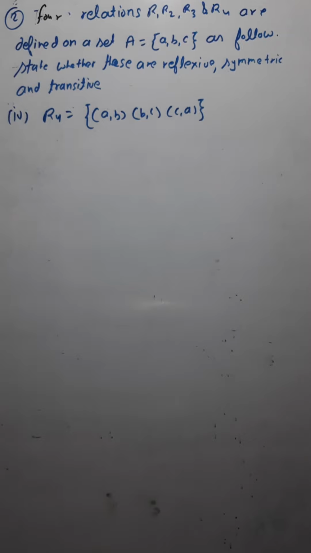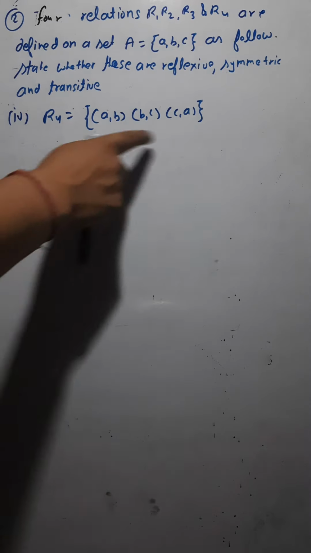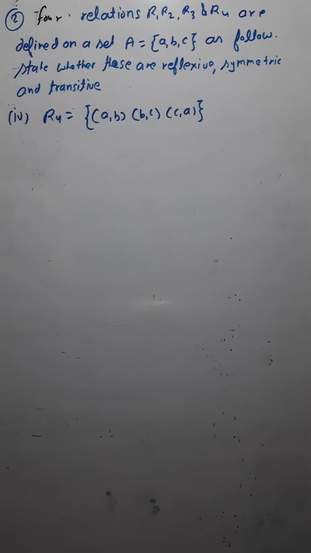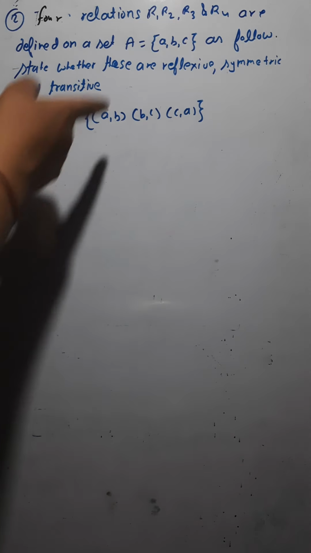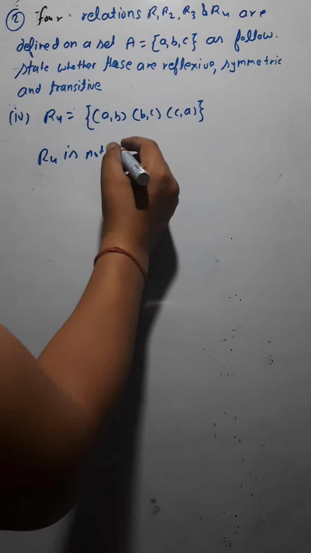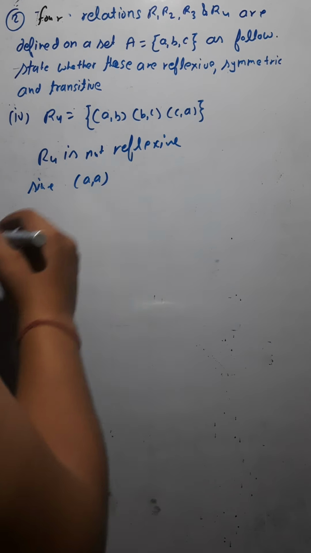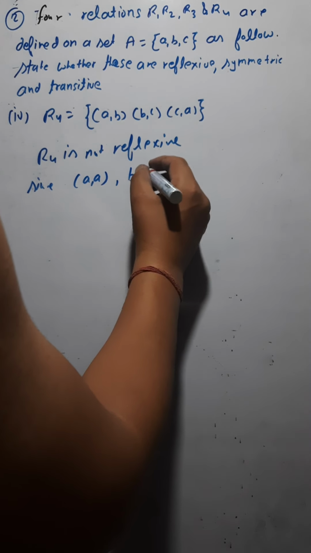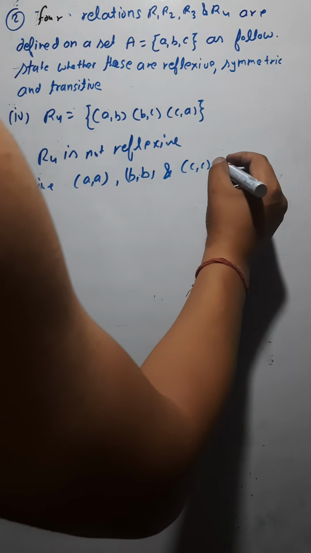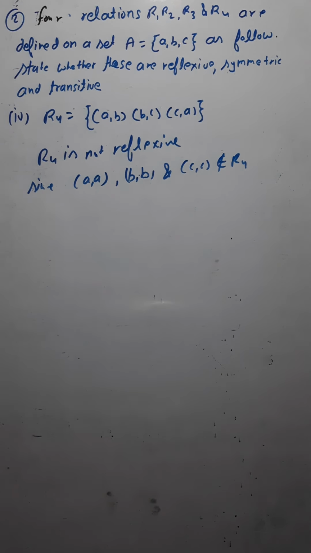Now this is the next part of the question, and the relation here, R4, contains these three ordered pairs: AB, BC and CA. It clearly shows that it is not reflexive because the doublet is not there. Is there AA? No. Is there BB? No. Is there CC? No. So we would call R4 not reflexive. Why? Since AA, BB and CC do not belong to the relation, that is why we would call R4 not a reflexive relation, isn't it?